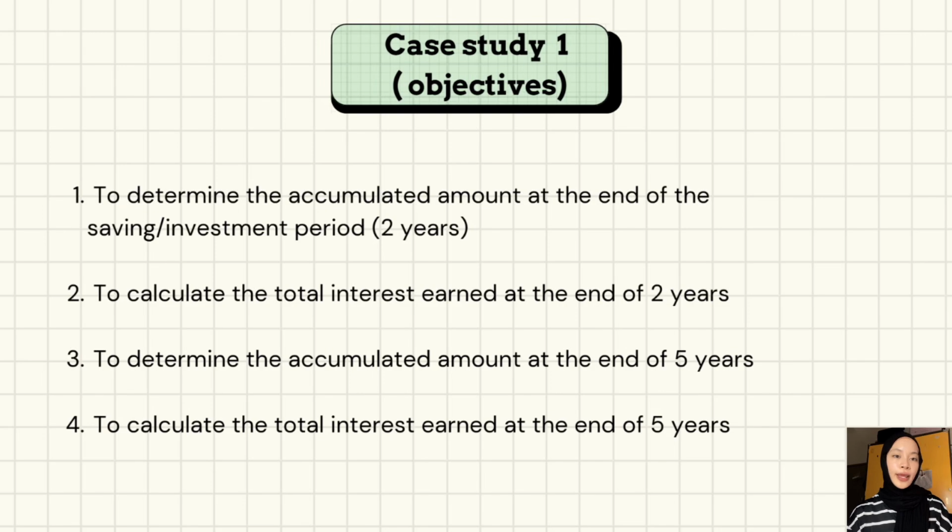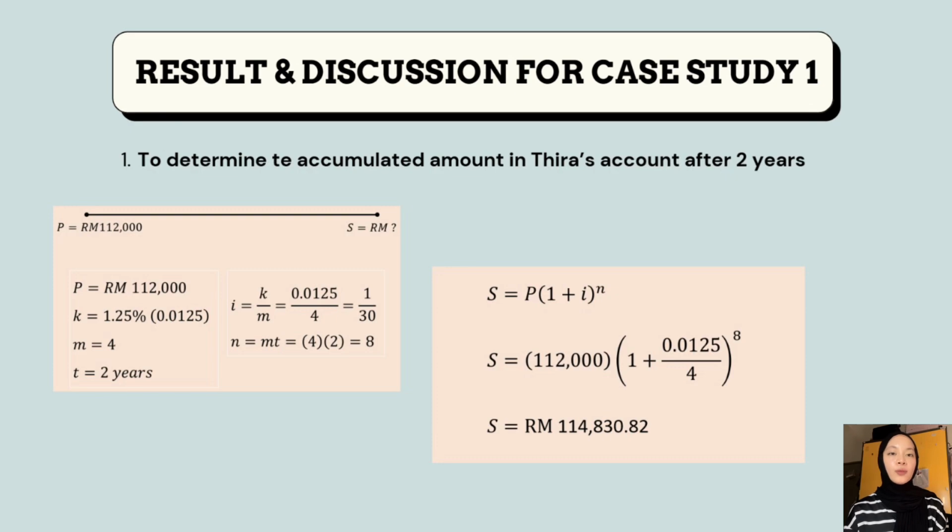So we move to the next, which is objective. First, we need to determine the accumulated amount at the end of the investment period. Second, we need to calculate the total interest earned at the end of 2 years. For number 3, to determine the accumulated amount at the end of 5 years. Number 4, to calculate the total interest earned at the end of 5 years. So, we move to the next step, which is result and discussion.